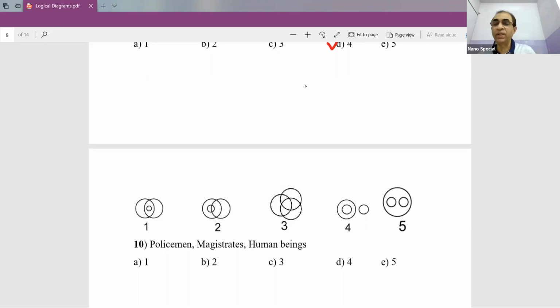Magistrates and policemen, they are two different people. A magistrate is different, a policeman is different. All right, they are two different. Okay, and all of them are part of human beings. So, Ruchita, the answer is this. Why? Yes, you got it now. Right. Okay, so the answer is E.